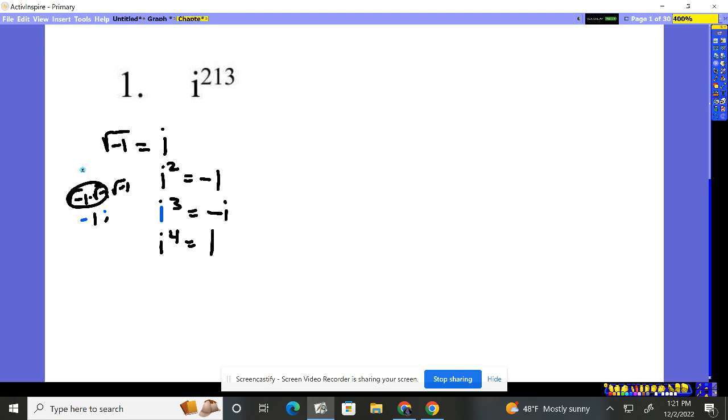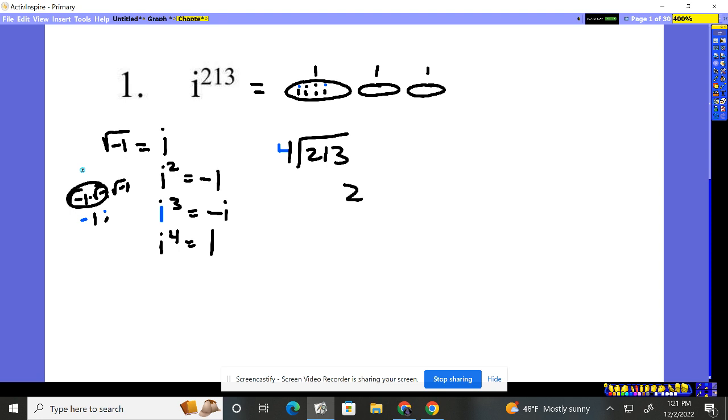So all we have to do is figure out how many sets of 4 are in 213, because every 4 i's is equal to 1. Every 4 of them is going to equal 1. So how many 4s are in 213? Now, I could do 4 into 213, or if you just grab the calculator and do 213 divided by 4, and if we do that, type it in, it gives you 53.25.